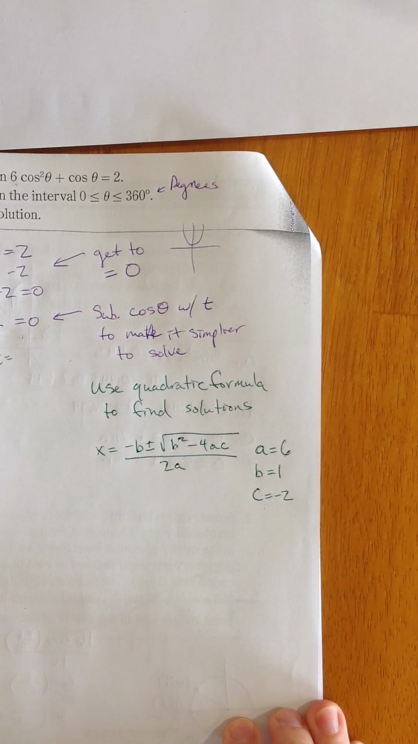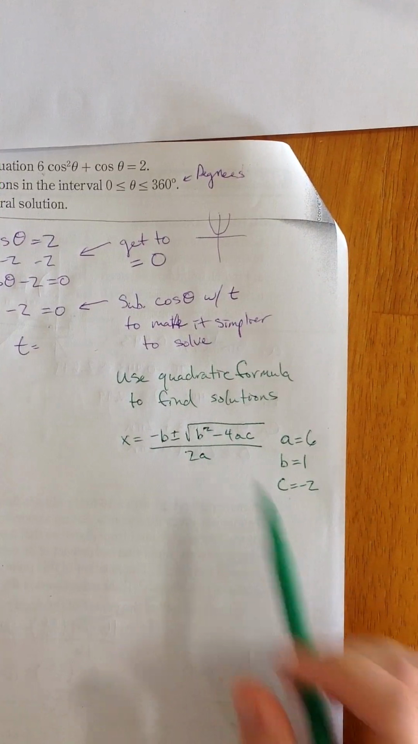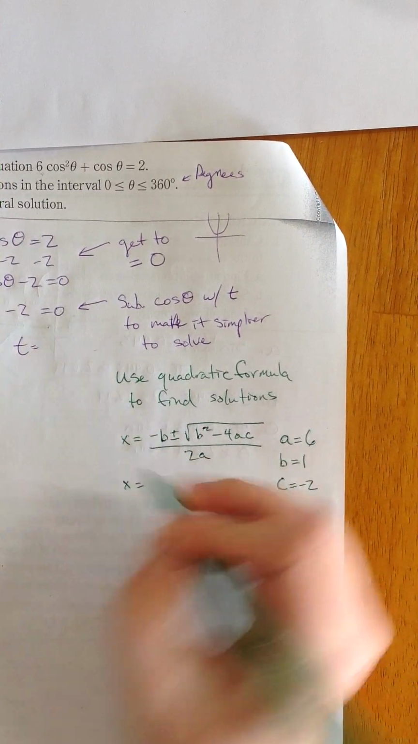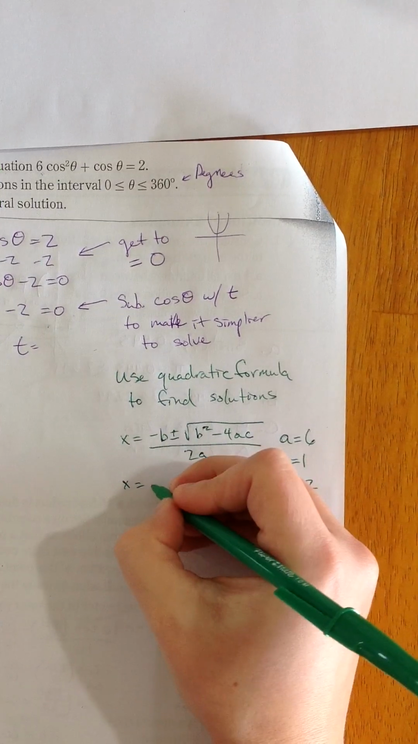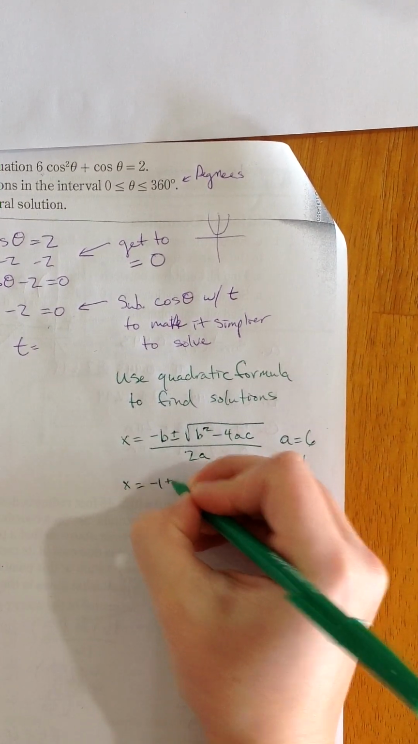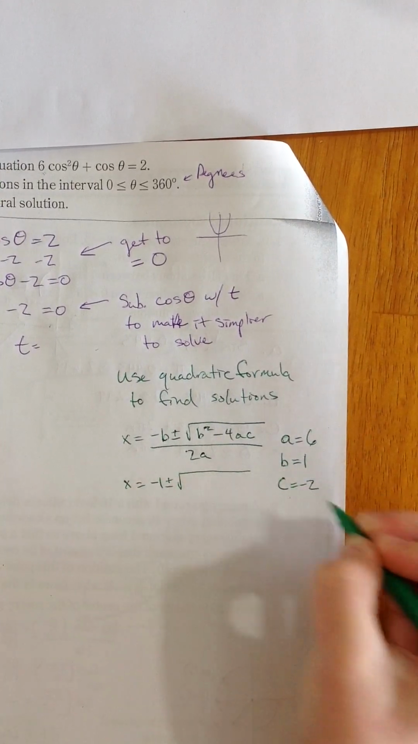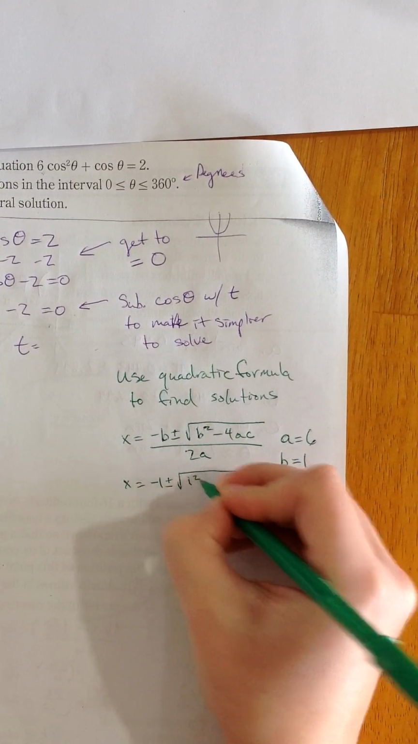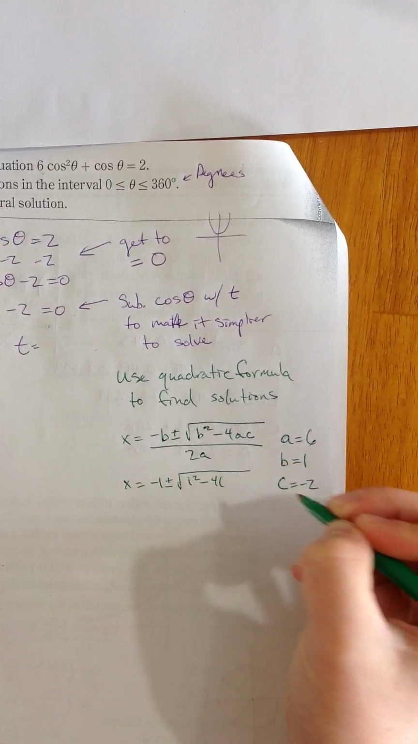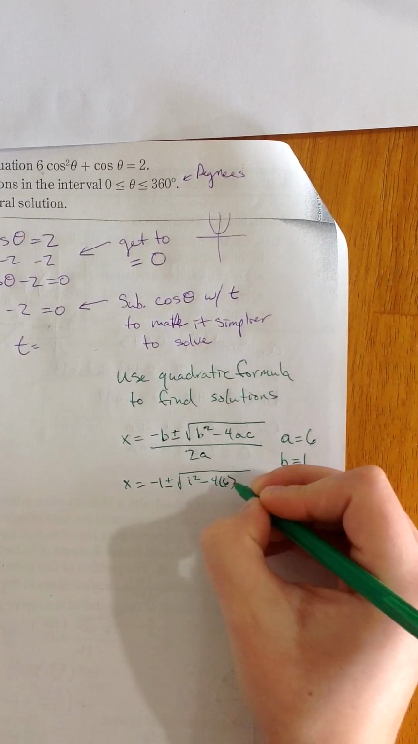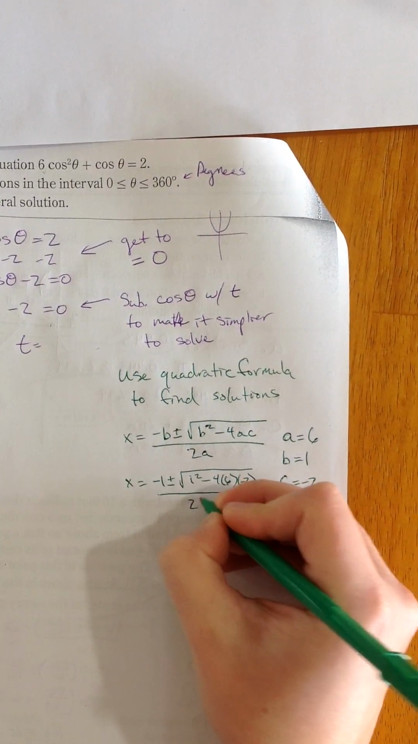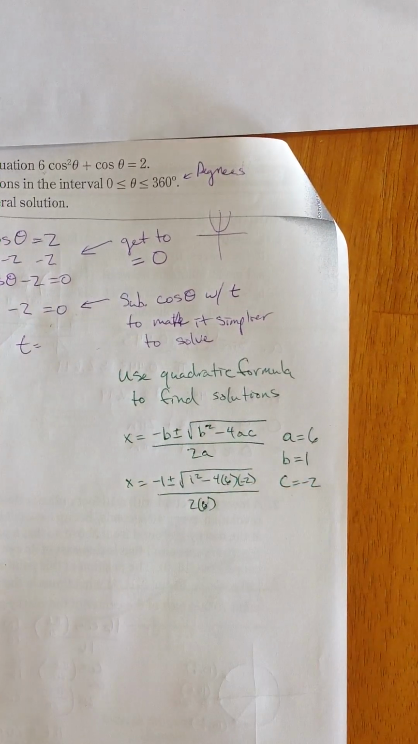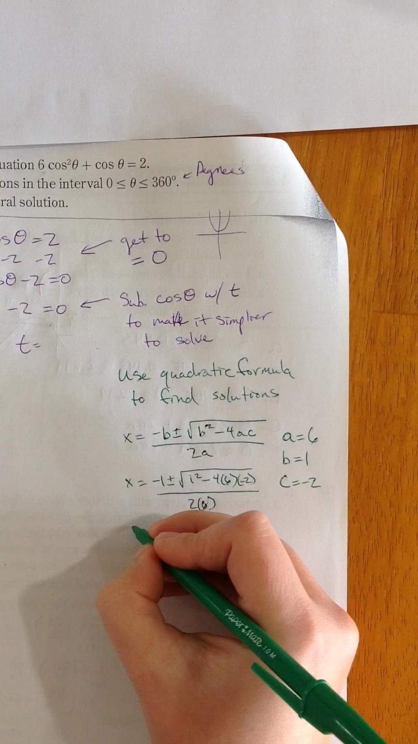And then we'll just solve that out using our quadratics. So we're just going to plug that stuff in there. So our x, or in this case technically it's t, is equal to, our b is 1, so -1 or the opposite of 1, plus or minus square root of b squared, so 1 squared, minus 4 times our a value, which is 6, times our c value, which is -2, over 2 times our a value, which is 6. Okay, and then from there you just start simplifying your way down.